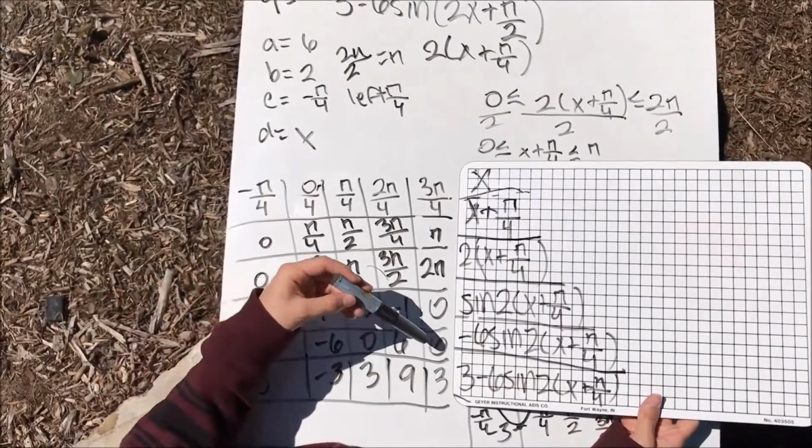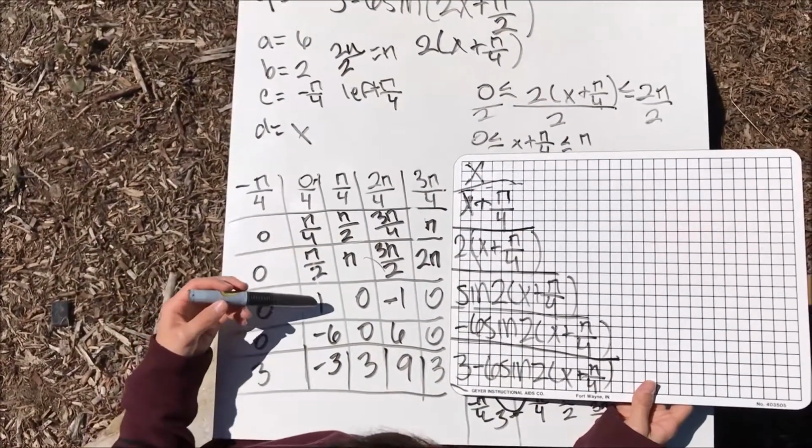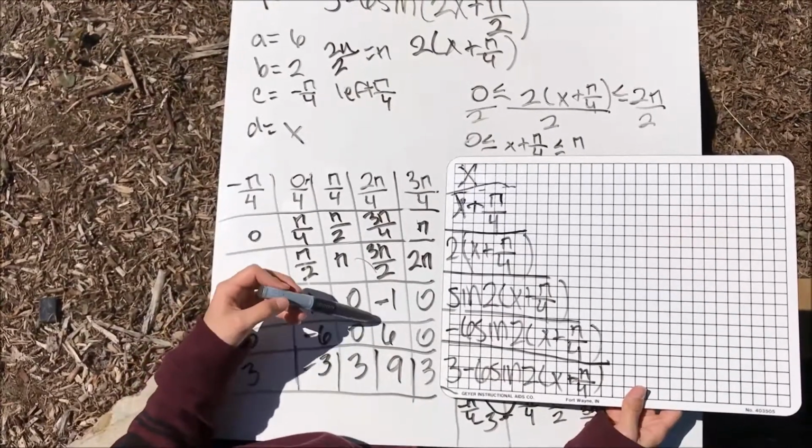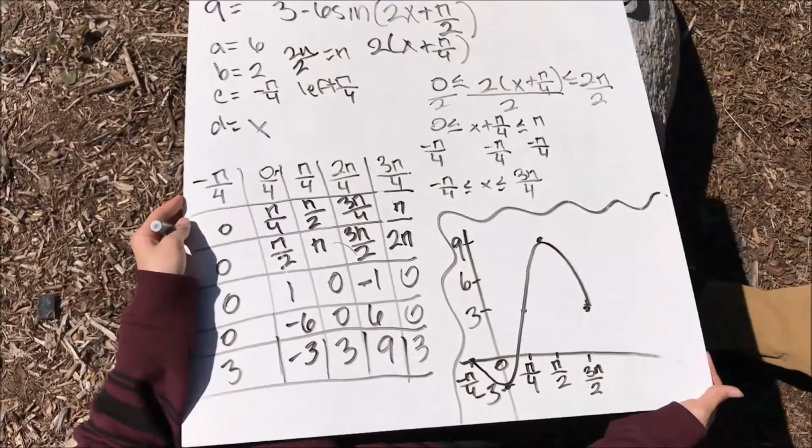So 0, -6, 0, 6, 0. And then you'd add 3. So 0 plus 3 is 3, -6 plus 3 is -3, 0 plus 3 is 3, 6 plus 3 is 9, 0 plus 3 is 3. And the last step would be to graph it all. So you just add in all the points.